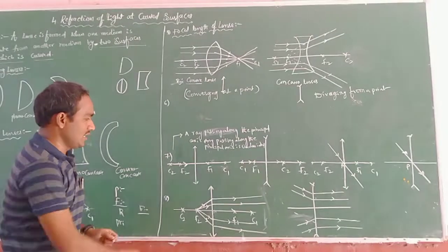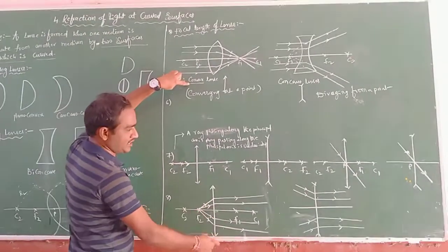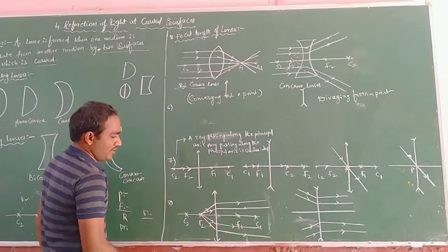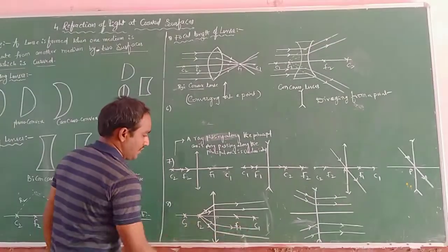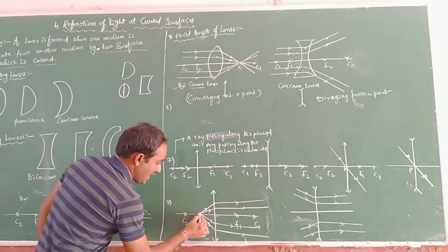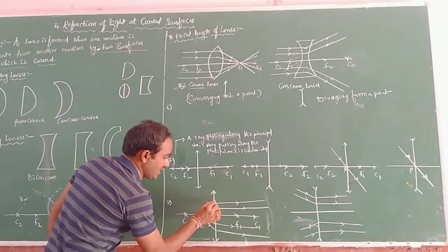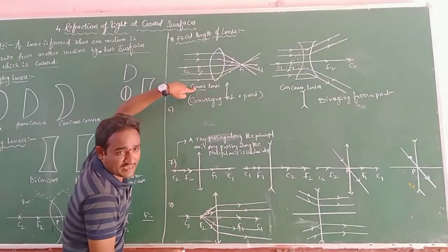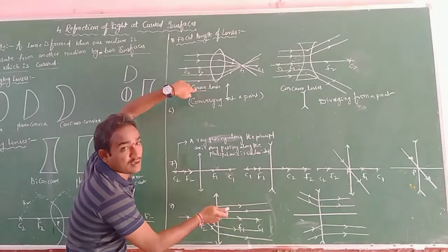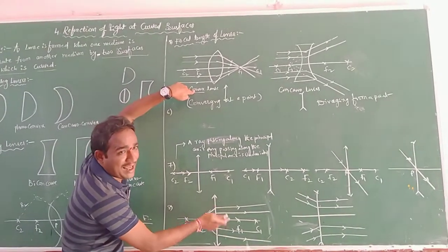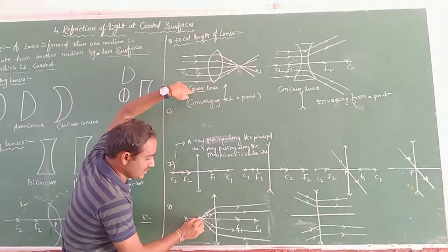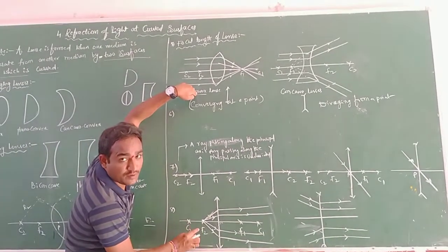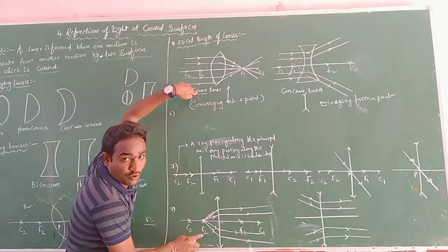And another one: we take a convex lens and a concave lens, with F1, C1 and F2, C2. The incident ray comes and strikes the convex lens. After that, what do we have? Refraction. The refracted ray is parallel to the principal axis. So it is F2, which means the ray comes from the focal point.